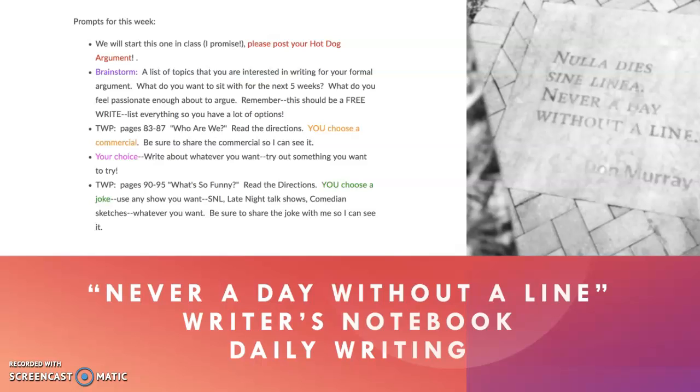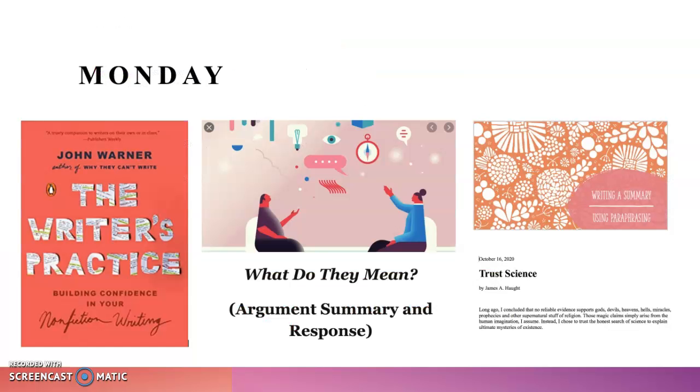And let's see what we're doing on Monday. On Monday you are going to begin looking at an assignment in the writer's practice called What Do They Mean? And this is an argument summary and response. So before you start writing that assignment, you're going to do a voice thread on writing a summary. Okay? So what you're going to do is you're going to read this in the writer's practice. You're going to read those pages.